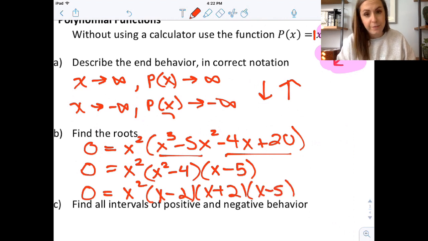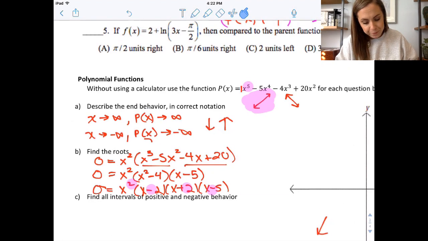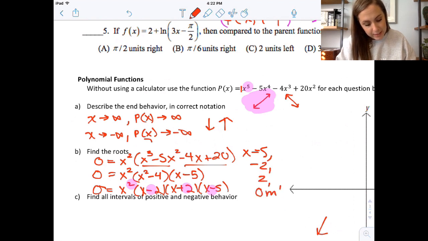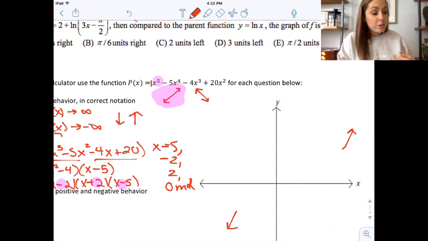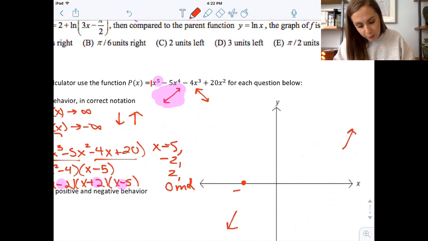And double check yourself. We know that this is x to the 5th. Is this still a 5th degree? Do we still have 5 roots? So I've got 1, 2, 3, and that has a multiplicity of 2, so that's 4, 5. So my zeros here are x equals 5, negative 2, 2, and 0, and that one has a multiplicity of 2. The rest have a multiplicity of 1. So I'm going to start sketching this on the graph. So at negative 2, at 0, at 2, and at 5. I know it will hit 0 there.